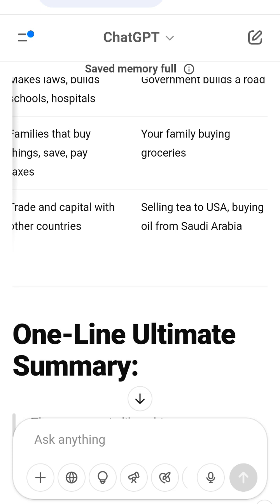One-line ultimate summary. The economy is like a big team game where businesses, government, people, households, and the rest of the world all work together, making things, buying, selling, saving, paying, and trading.